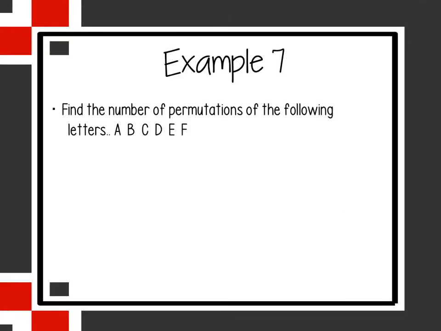So this says find the number of permutations of the following letters. How many letters are here? 1, 2, 3, 4, 5, 6. So this would be 6 factorial, 6 times 5 times 4 times 3 times 2 times 1, or use your calculator: 6, math, probability, exclamation mark, 720.